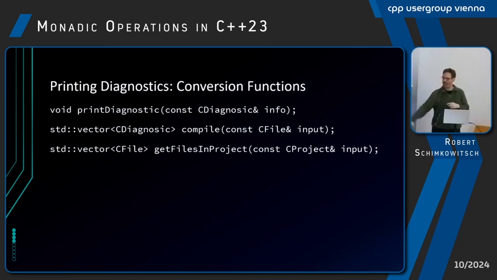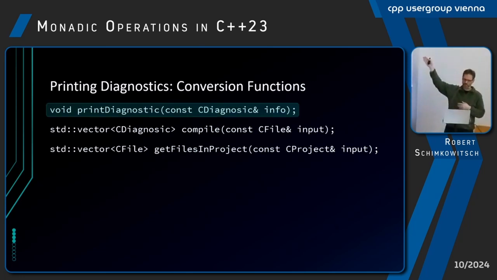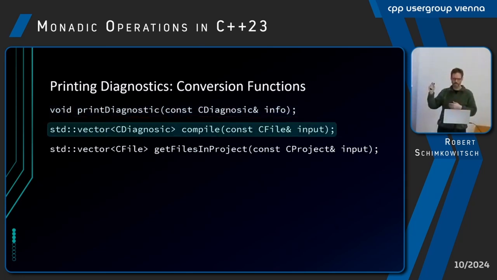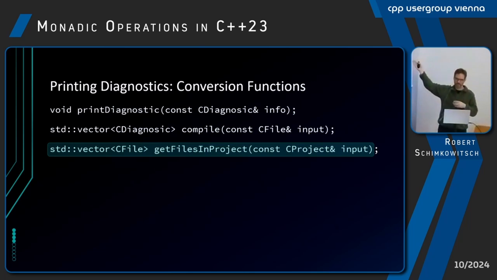But let's leave theory aside and look at examples. It has been said that a compiler is a tool that takes files as input and returns diagnostics as output. Let's forget for now that it also might produce usable object code, and let's focus on the diagnostics. We want to get the diagnostics and we want to print them. And for that, I have a function that will print a single diagnostic. Then, of course, I have a function that will compile a file, and it will give us a vector of diagnostics. And of course, just compiling one file is usually boring, so I made a function that will take a project and will grab all the files in that project, and it returns a vector of files.